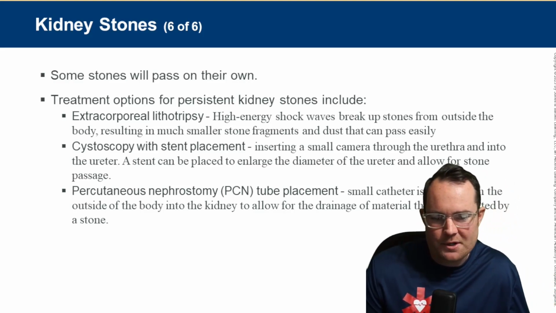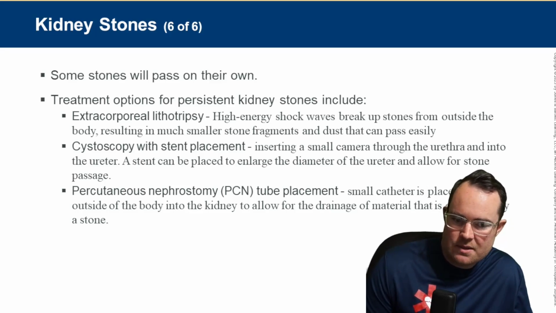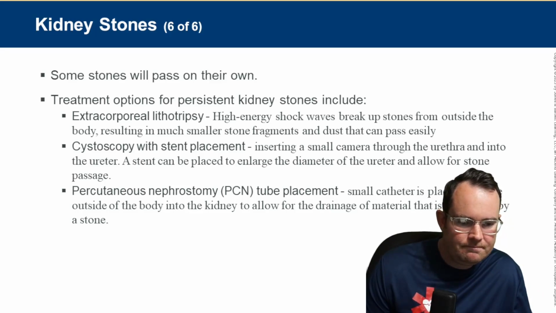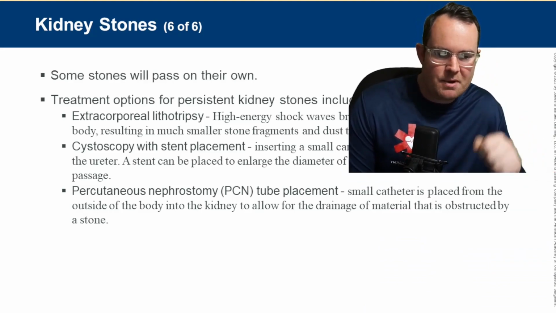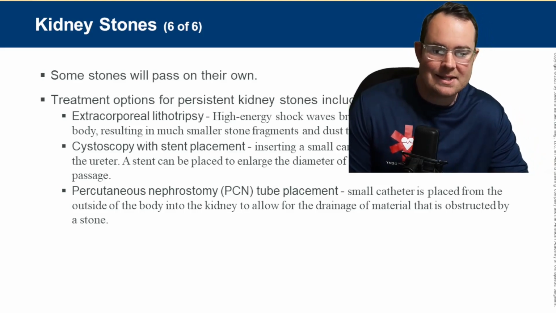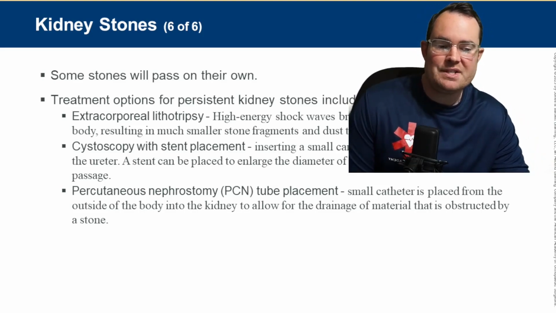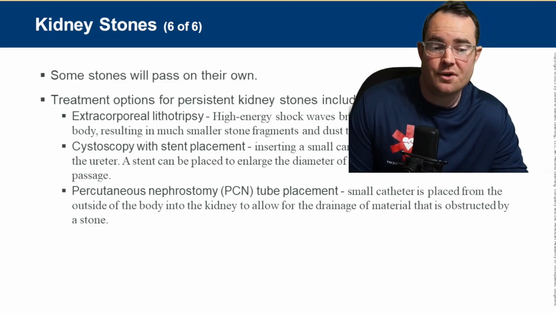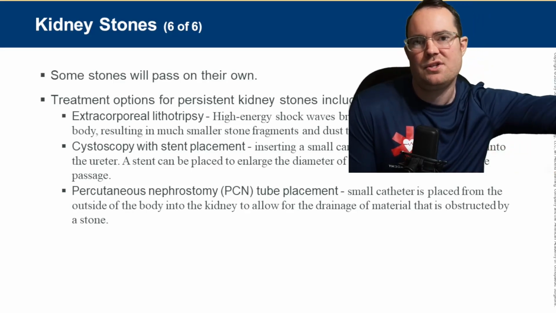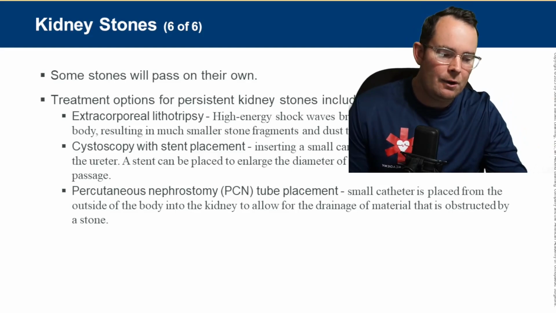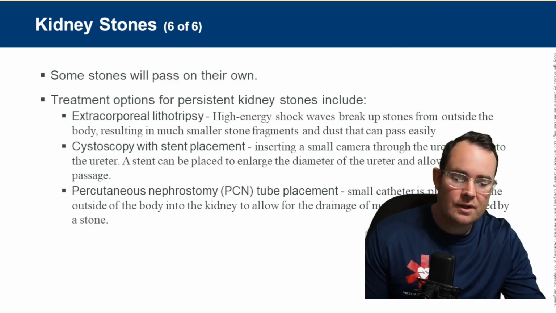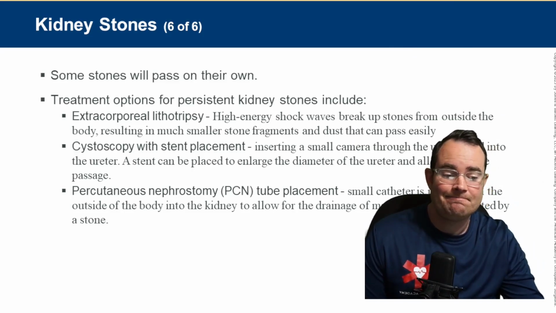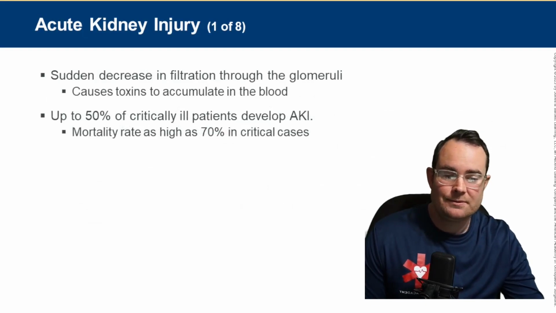Crazy. Next one, percutaneous nephrostomy tube placement. I know a lot of terminology here. Percutaneous nephrostomy tube placement. Small catheter is placed from the outside of the body into the kidney to allow for drainage of material that's obstructed by a stone. So someone who is unable to urinate, they can go ahead and pass a tube up into the kidney to drain the urine out. So three different ways that they're going to get waste out of a patient that has a kidney stone that's causing this patient some problems.